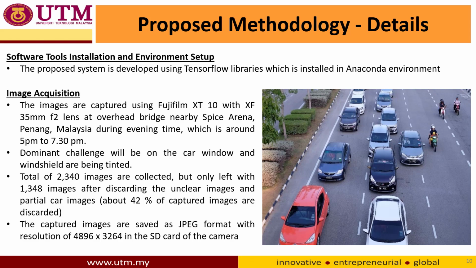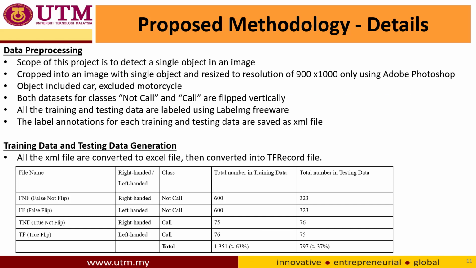The software tools that we use are TensorFlow libraries in an Anaconda environment, and we have collected 2340 images, and 1340 images are left after we discard some of the unclear images. The images are saved as JPEG with a 4896 by 3264 pixel resolution. The first step of data pre-processing is that we want to detect a single person, so we reduce the resolution of the image to 900 by 1000. The objects that we include are cars; we don't include motorcycles.